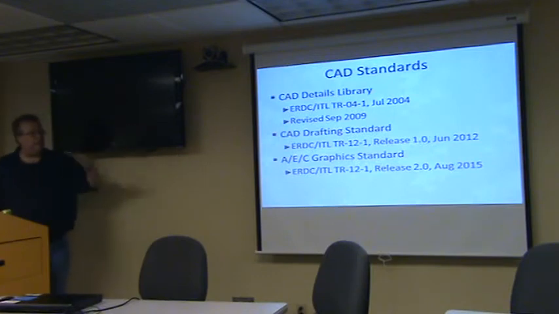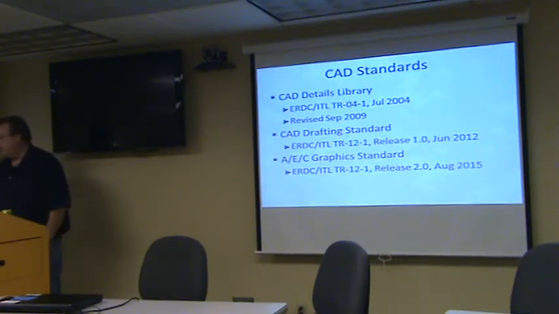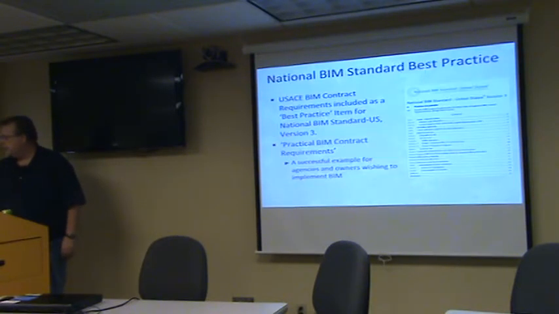The details library is basically a bunch of symbols. The drafting standard is how they want drawings to look. And the graphics standard is more how they want BIM things to look. All available up on the CAD BIM Center website, erdic.cad.mil or whatever the website is now. If you Google CAD BIM Center, it'll take you right to it.